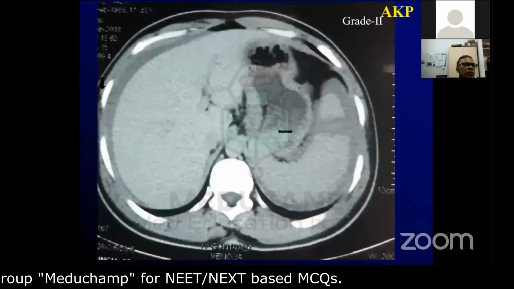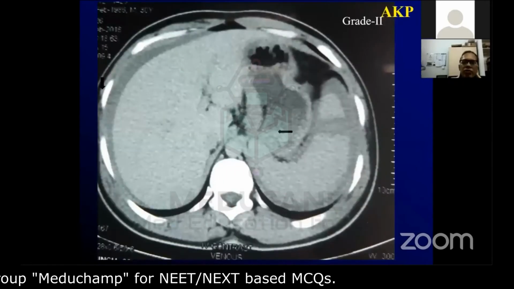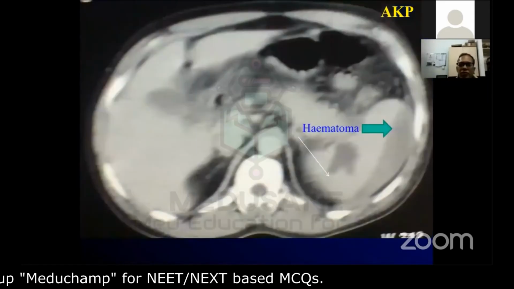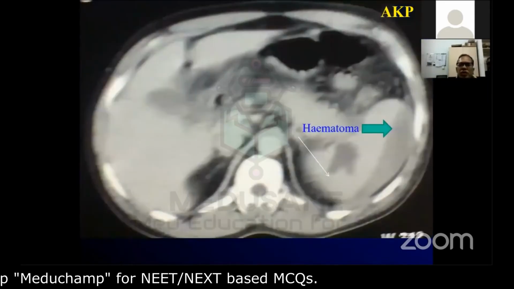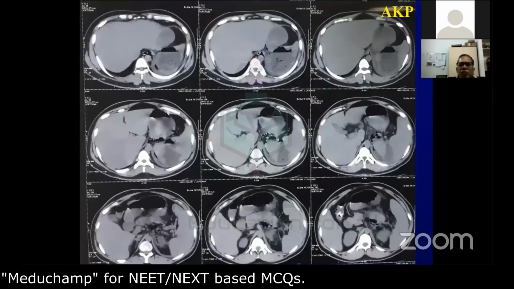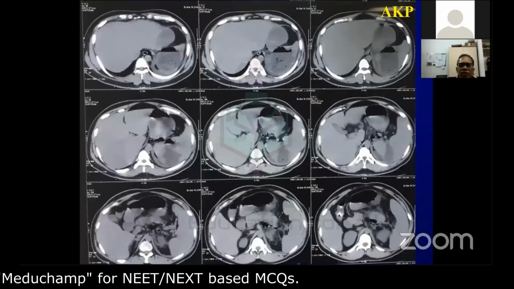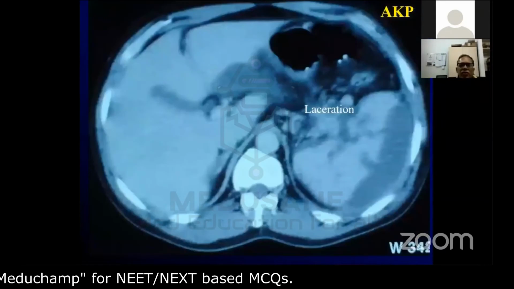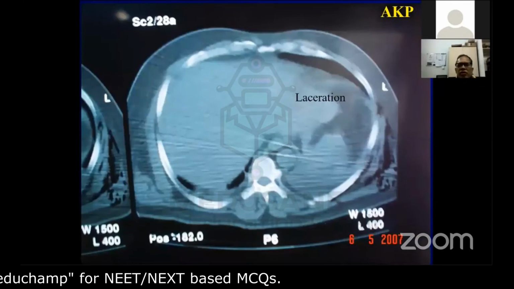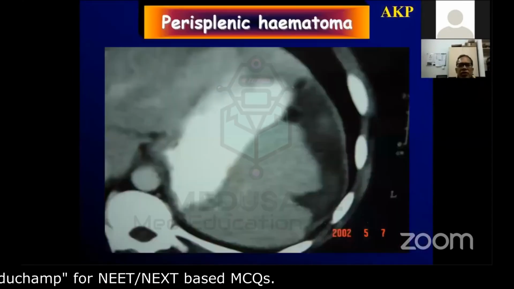I'll show you some of the pictures where, in the spleen, you can see the tear of the spleen with hematoma, and the perihepatic hematoma. Another, there's an intrasplenic hematoma. You can see there's a palpation of the spleen at one area. Tear of the spleen is clearly visible. Here we can see laceration of the spleen. Again, the inferior portion of the spleen has gone somewhere. This is a big perisplenic hematoma.